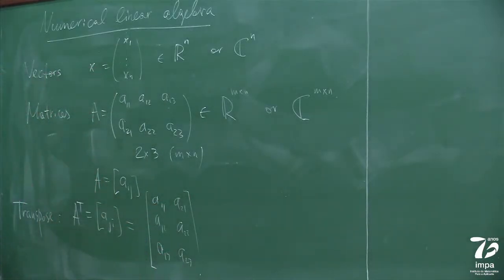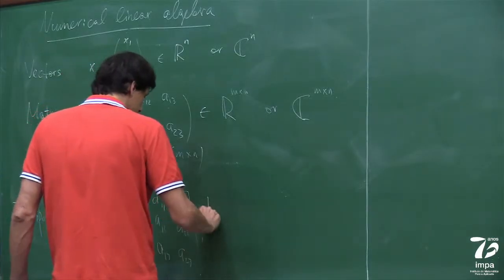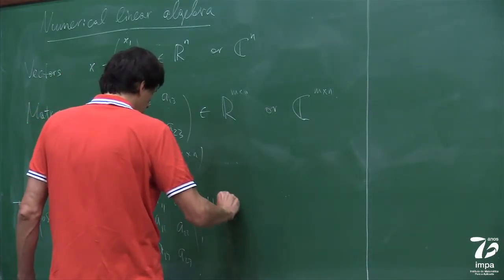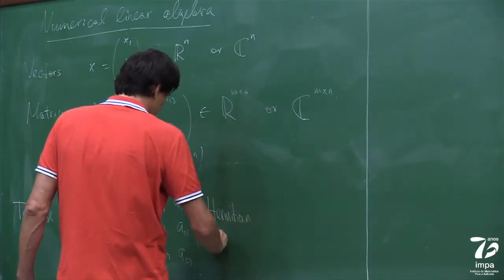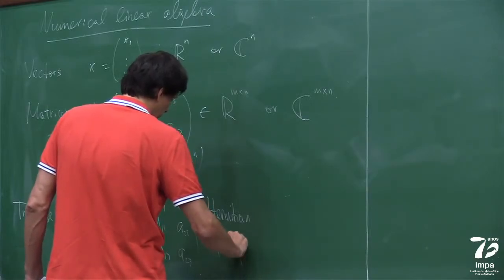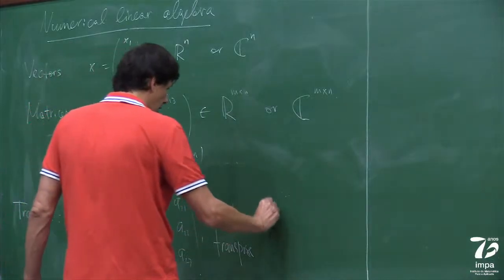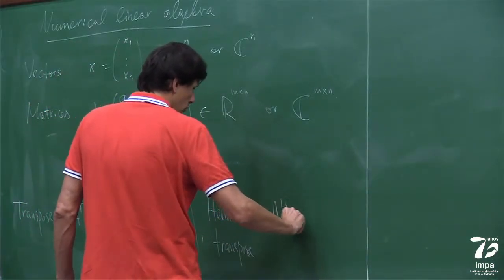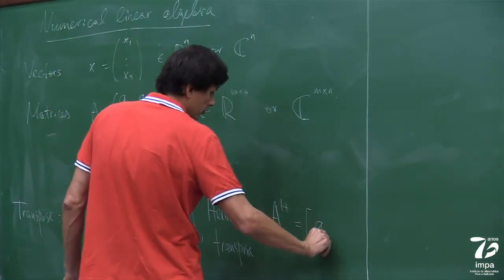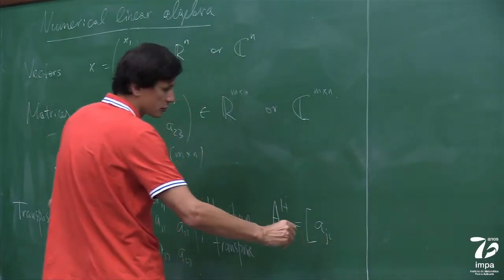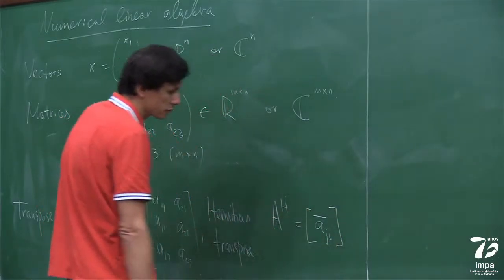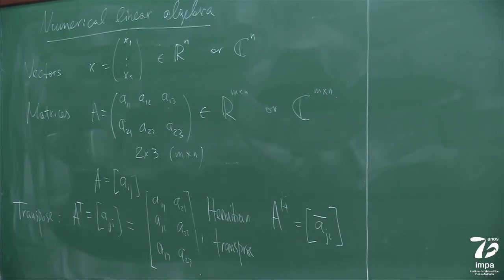So this is a transpose, and then we also have a Hermitian transpose. Hermitian transpose is used for complex matrices. It's A^H. You do the same flip of the indices, but also take complex conjugation. So Hermitian transpose is transpose plus complex conjugation.